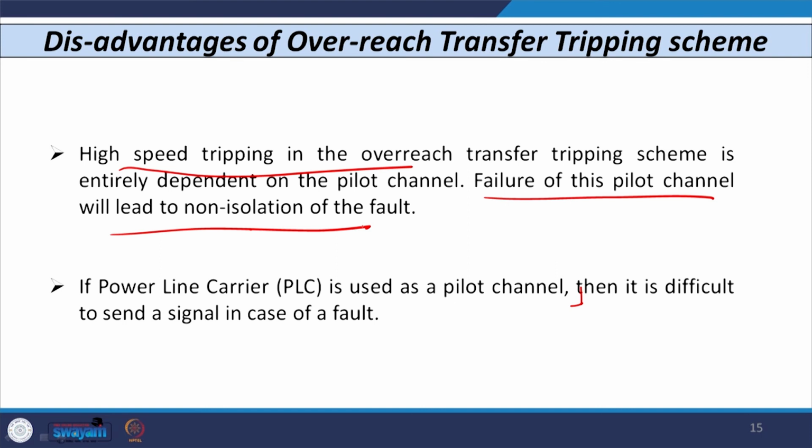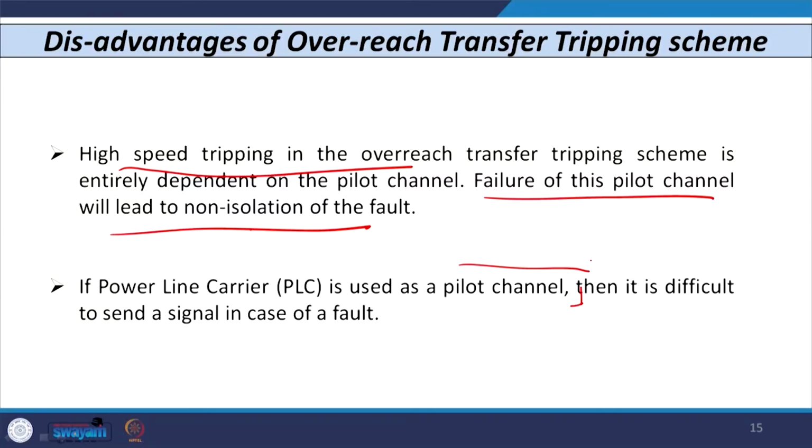One more disadvantage is that, in our country earlier we were using power line carrier communication to transmit the signal. So, if we use that, and if we use overreach transfer tripping scheme, then this type of scheme may face a difficulty, but nowadays we are not at all utilizing the power line carrier communication for transmission of any signal from one side to the other side.